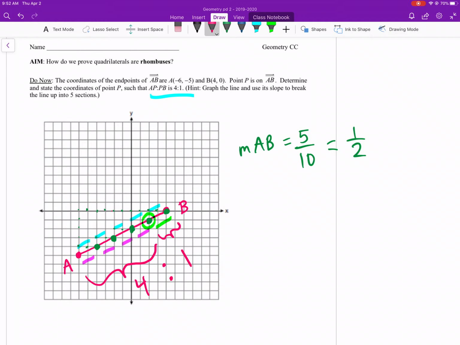Make sure you state the coordinates. Point P, that would be the point (2, -1). So coordinate, normal x, y point, that would be your final answer.